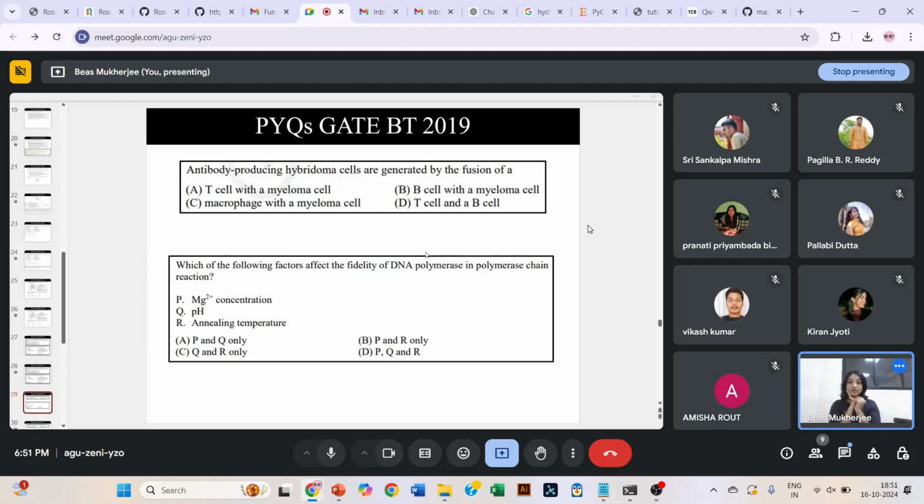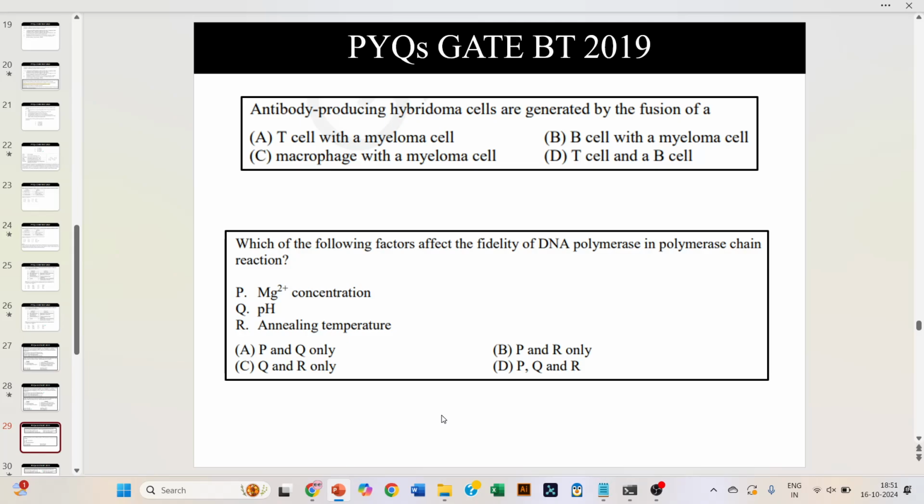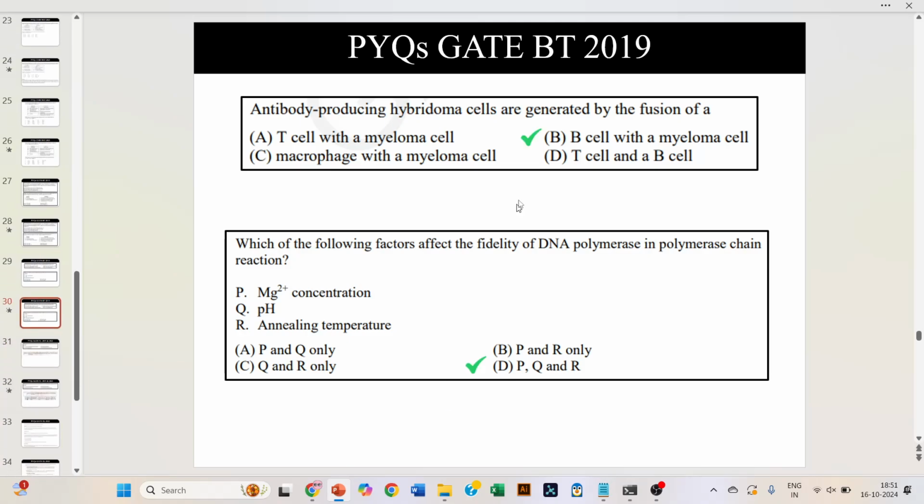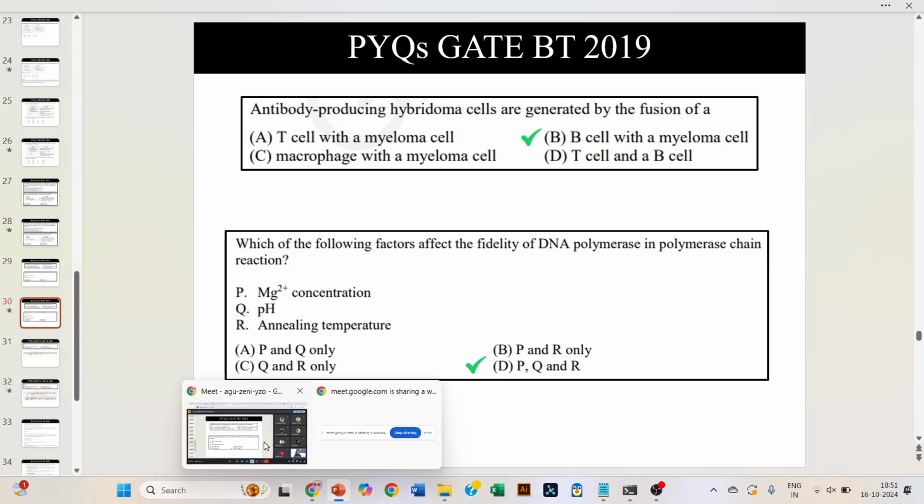It's B again. Okay, let's see. P and R. All right, we'll see the right answer. Yes, so the first one, it is B, correct. B cell with a myeloma cell gives you the hybridoma cell. For the second question, it is P, Q and R. So all of these are important.